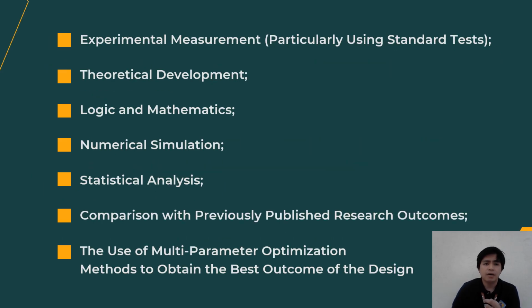Here are the techniques that I have mentioned. First is experimental measurement, or what we know as using a standard test. Experimental research is a critical component of model development as it is needed to validate the accuracy of the model predictions. Next is theoretical developments. Theories are formulated to explain, predict, and understand phenomena, and in some cases to challenge and extend existing knowledge within the limits of critical bounding assumptions. Then second is logic and mathematics, and then numerical simulations.